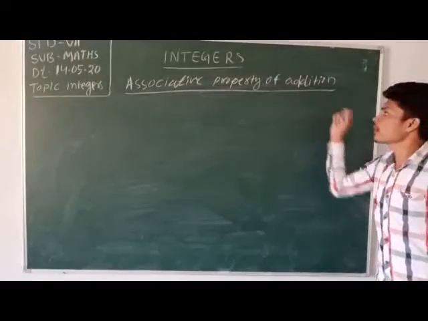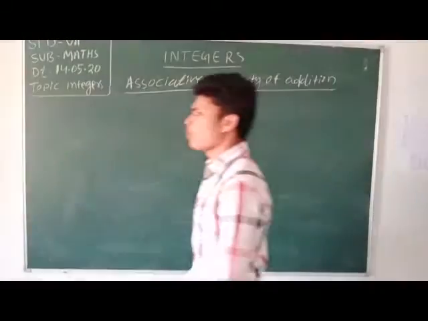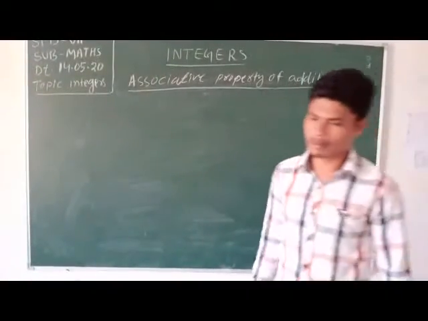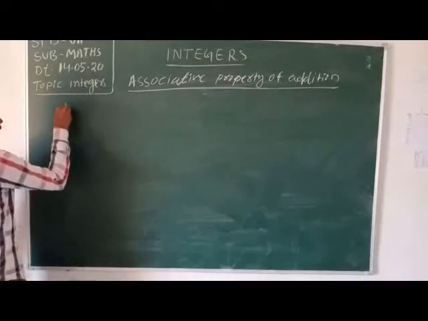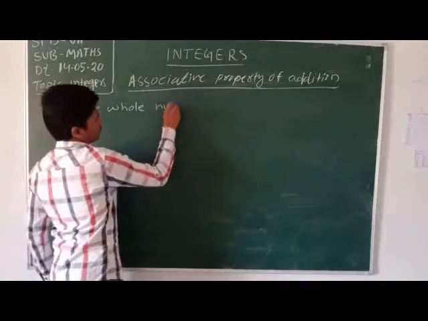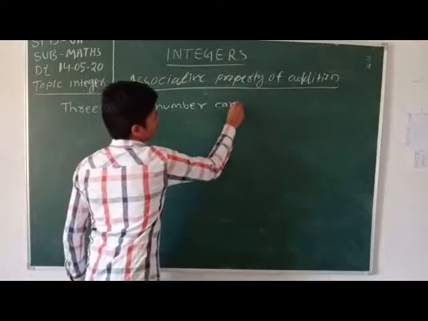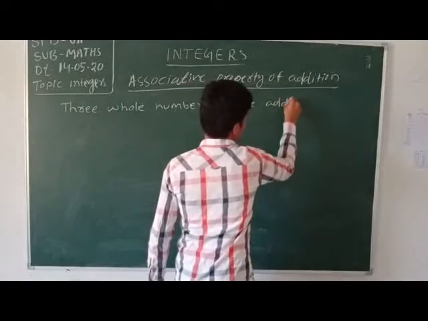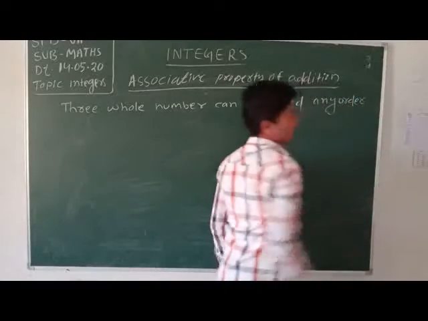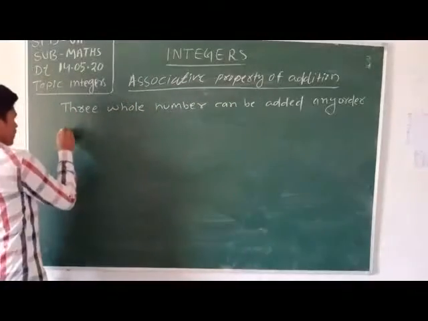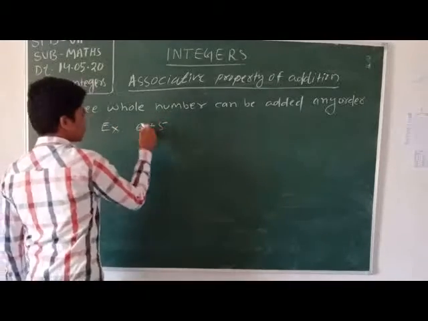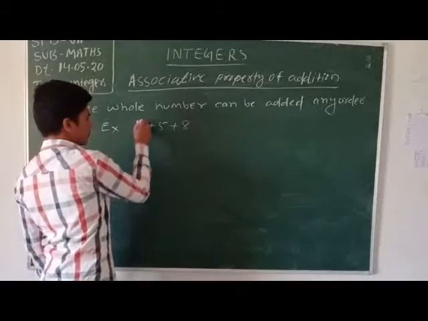Now we know about the associative property of addition. Three whole numbers or three integers can be added in any order. Meaning three whole numbers can be added in any order. Let's take an example: 6 plus 5 plus 8.